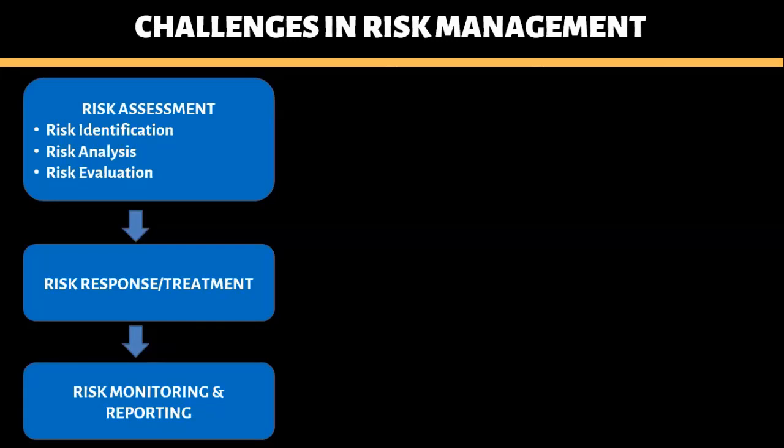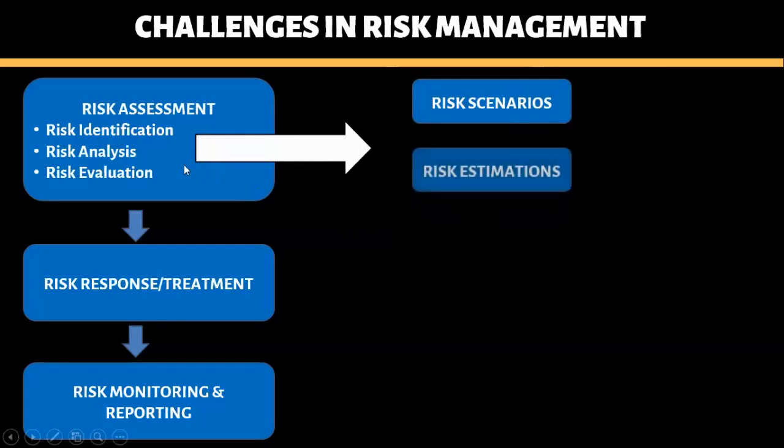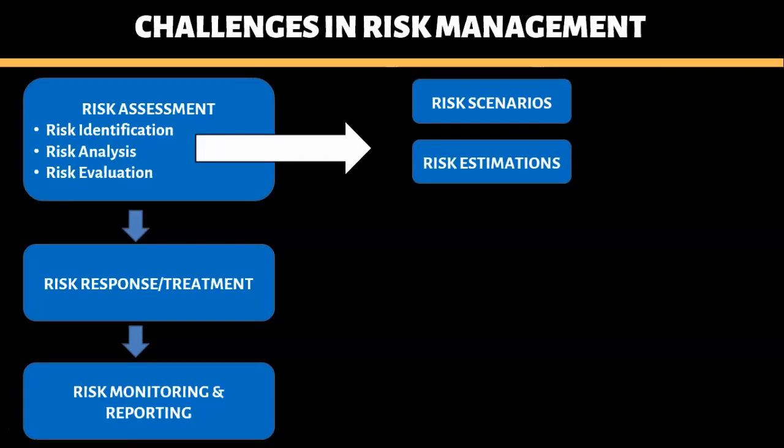So if there's a vulnerability but there is no corresponding threat, the risk does not materialize. And if there's no vulnerability, obviously the risk does not materialize either. So from your risk identification, you are basically creating the risk scenarios. And once you have created those risk scenarios, you determine the risk estimations. You determine the probability of an incident occurring, and then you determine, if the incident does occur, what would be the impact.